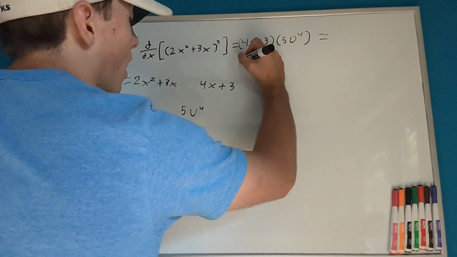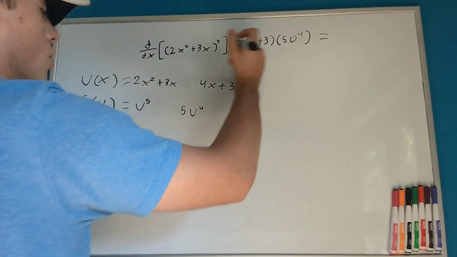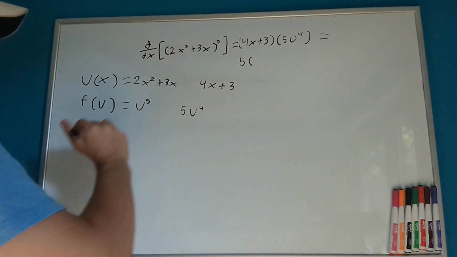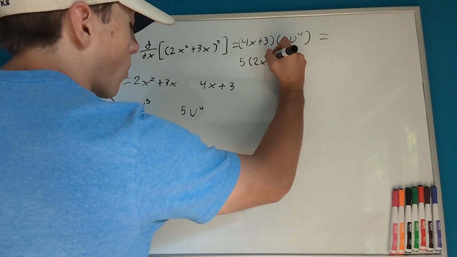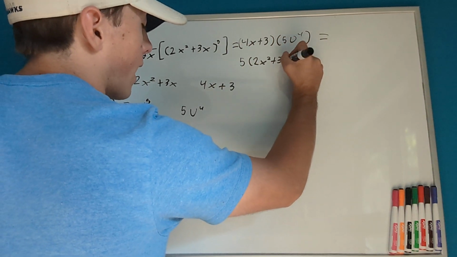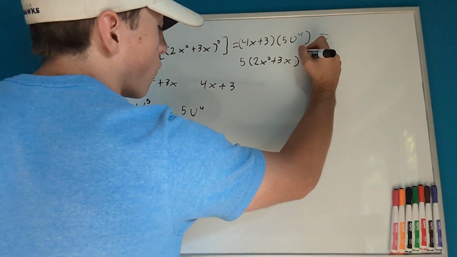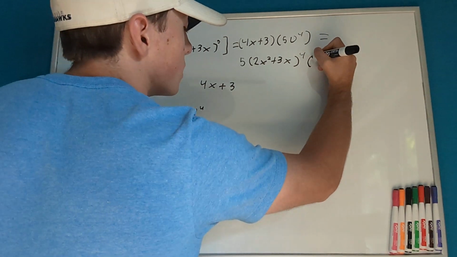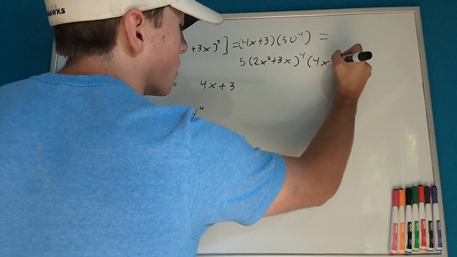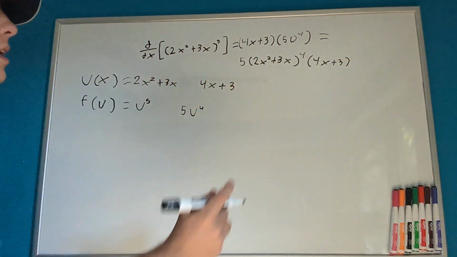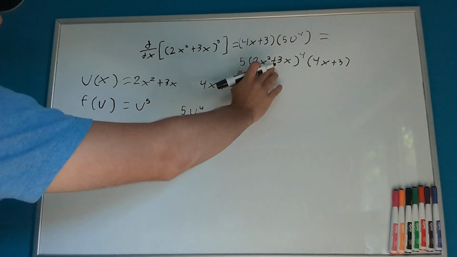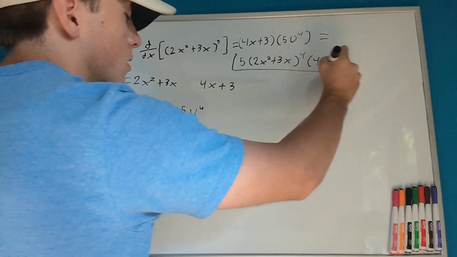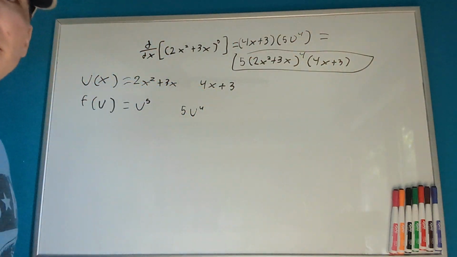Well, 5u to the fourth, right? That is 5 times u. u of x, as we said before, is 2x squared plus 3x, right, to the fourth times 4x plus 3. So here, using the chain rule, we have our derivative of this right here. So let's box that. All right.